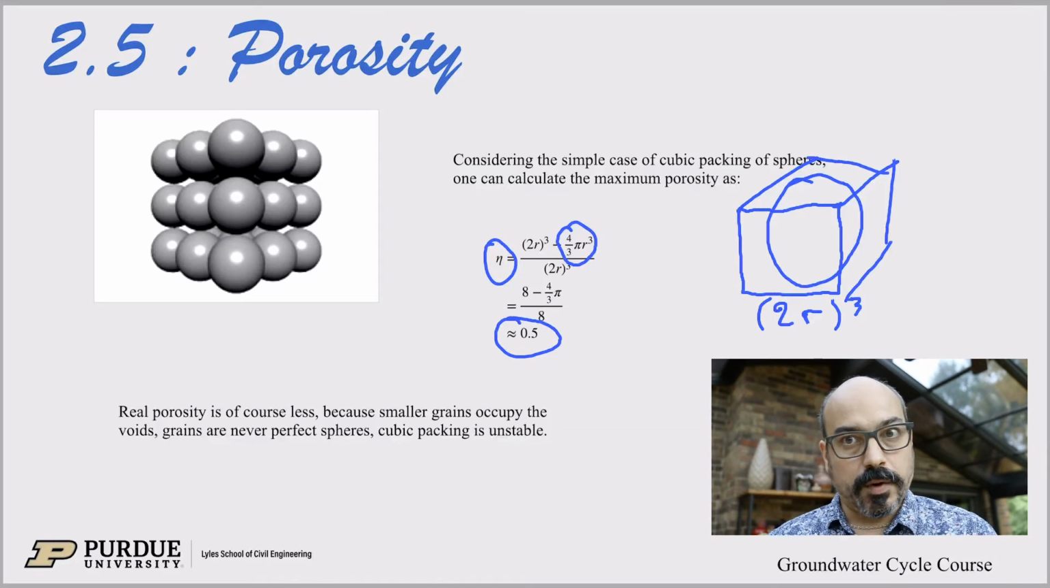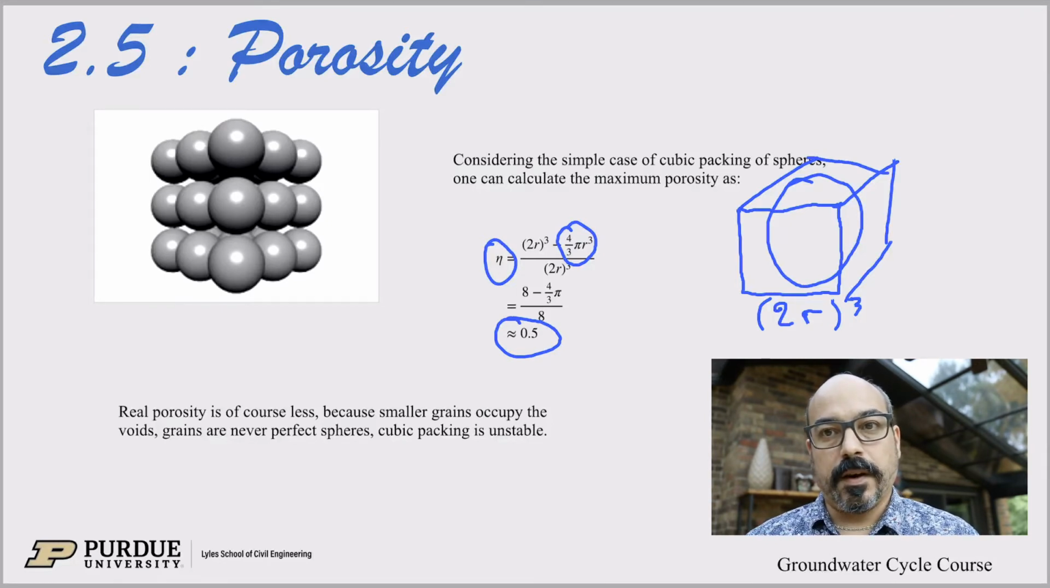Because there are several reasons. The first one is, you don't have perfect spheres, and even if you had perfect spheres, they wouldn't stack up one on top of each other like a cubic packing. They would probably stack as a rhombohedral packing. We'll see that in the next slide. So they would occupy some of those pores. Also in real life, there are different grain sizes. So obviously smaller grains are going to occupy some of those voids and fill them up. So really you almost never have that 50% porosity.